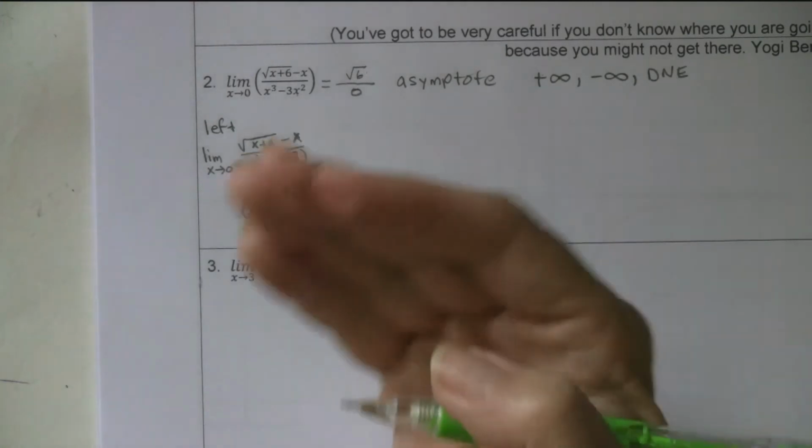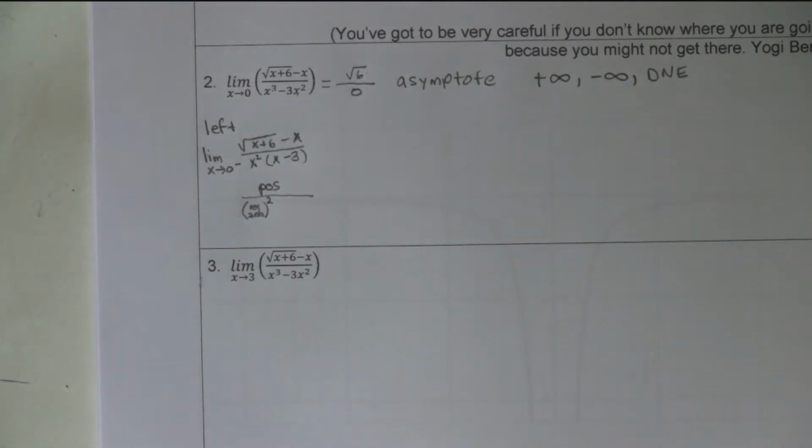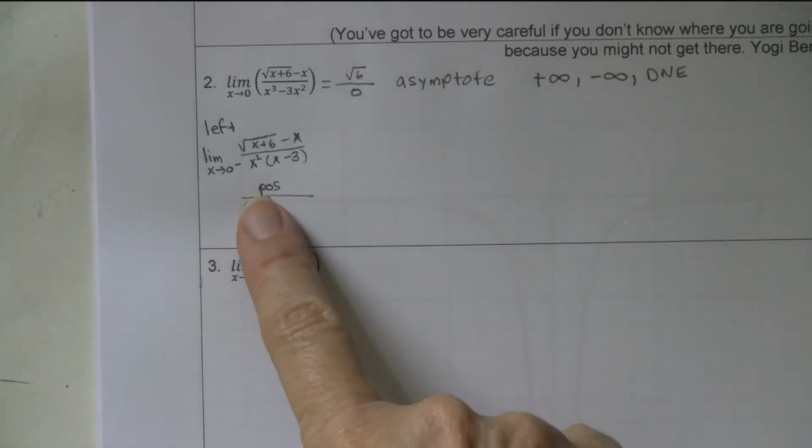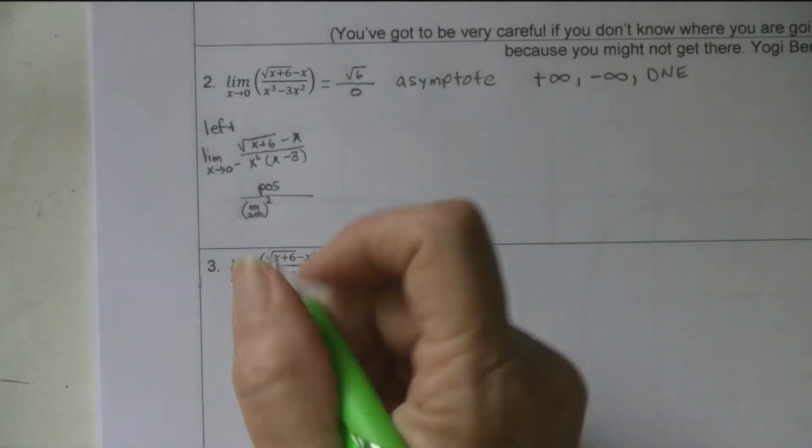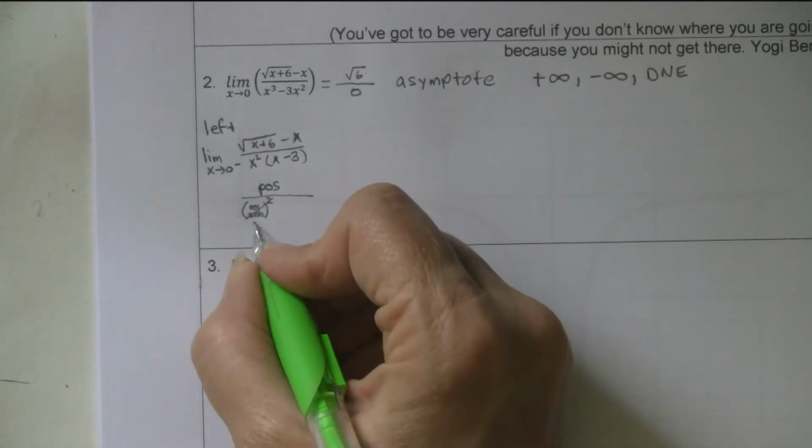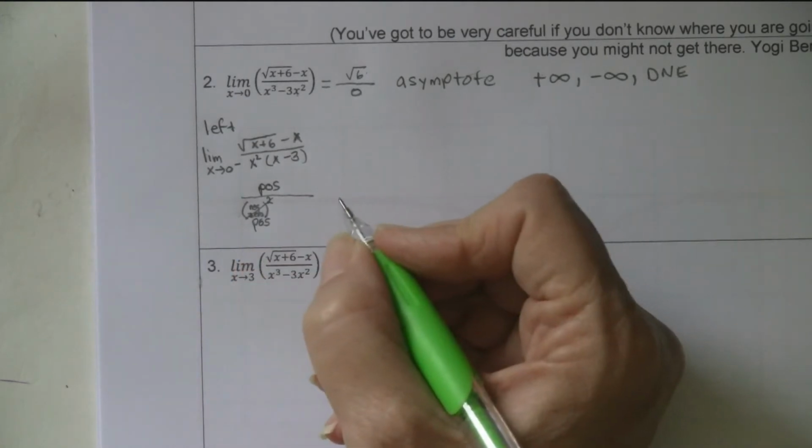So that's the part that is making it go to an asymptote, is I'm dividing by 0 right there, because this part, 0 squared, is 0. But this part right here is positive, and that's all I care about.